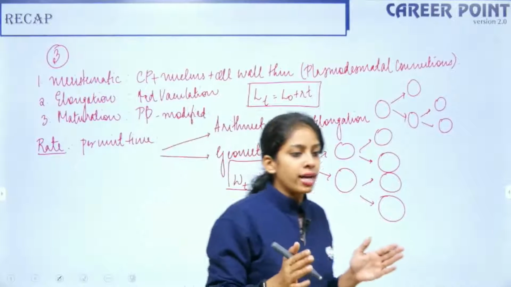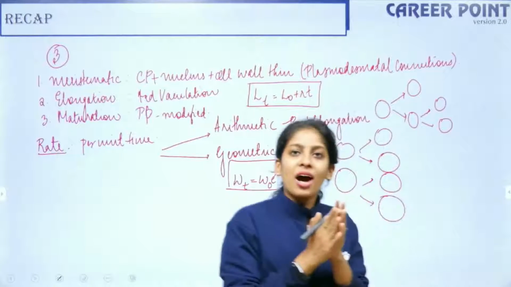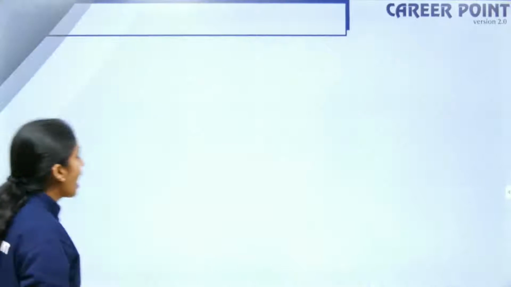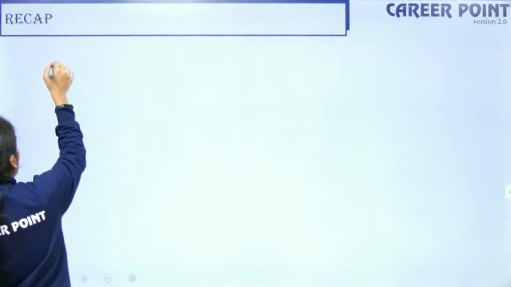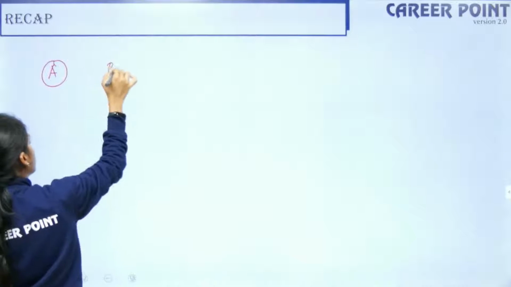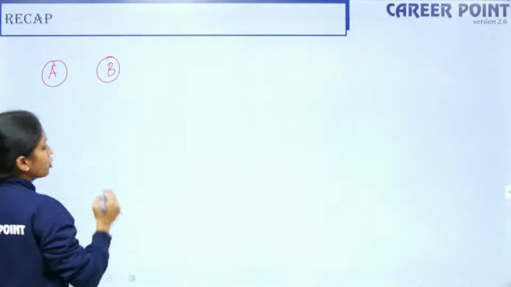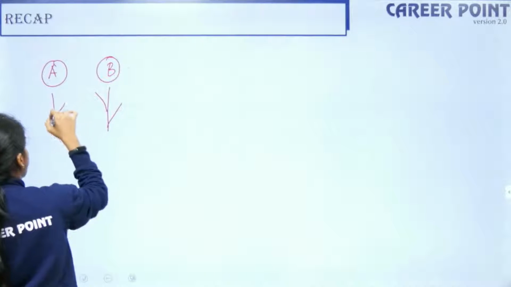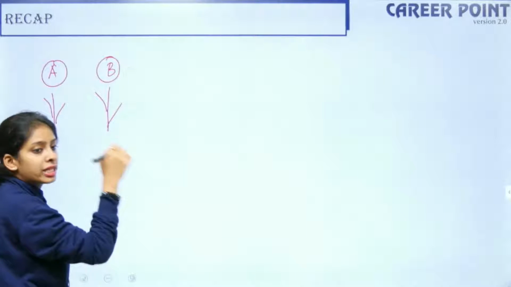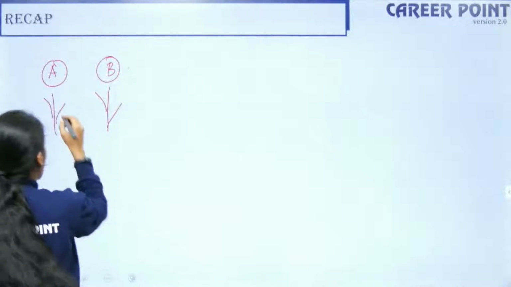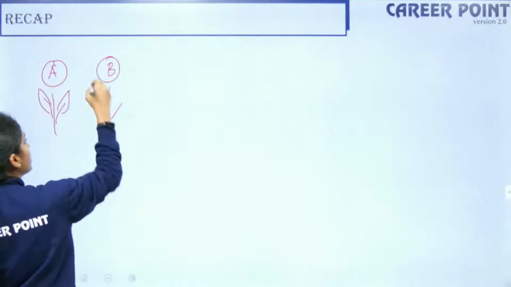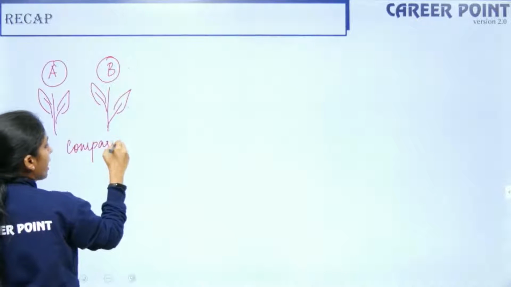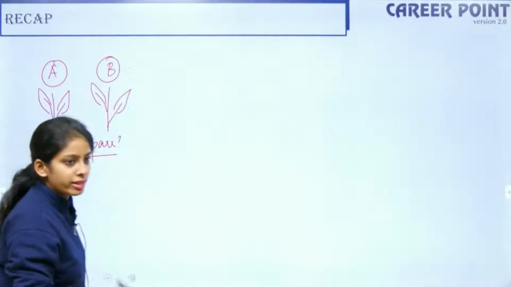Okay. So, how do I compare the growth of two living organisms? Suppose I have two mango plants, mango plant A and mango plant B. They are of the same height, and they have leaves, etc. But per unit time, which is growing faster? So how do I compare the growth between these two living systems?